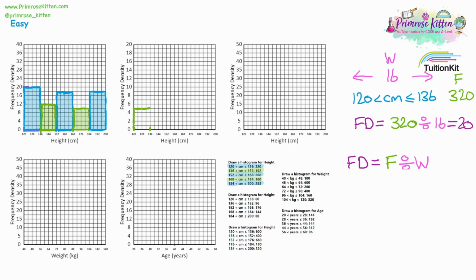It looks for this one, the frequency density, we have a different scale at the side. In the first question, it went up to 40. In this question, it's only going up to 20. That's another change that we have. The second group is in between 136 and 152. So we mark that off. And that's going to be the same width. So that's going to be another width of 16.